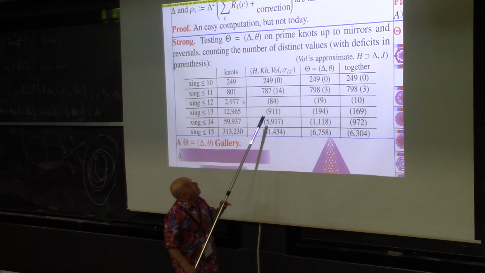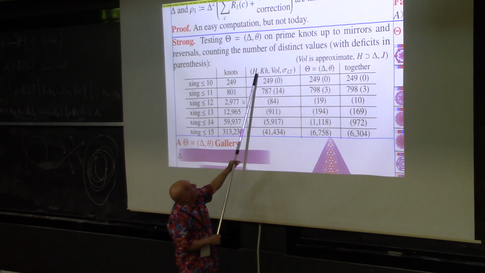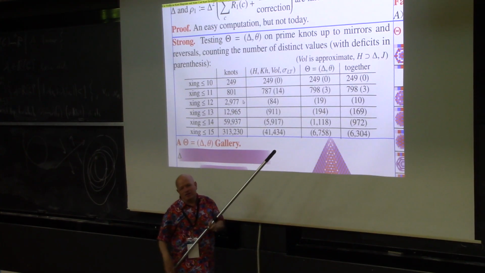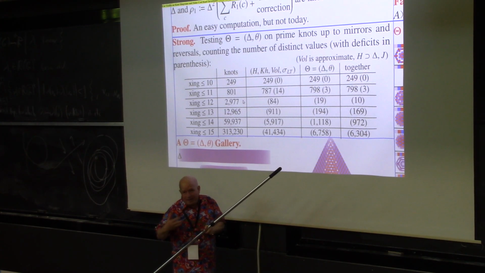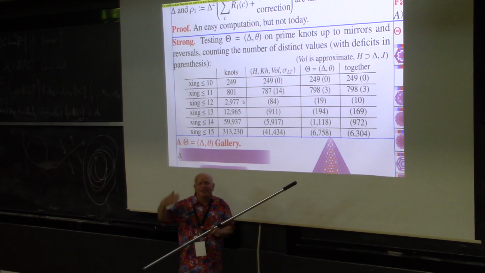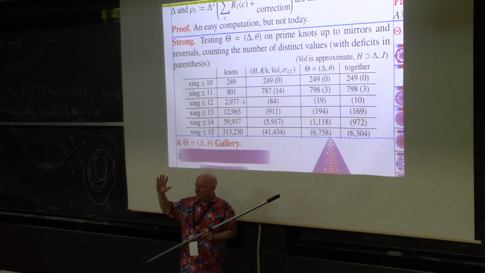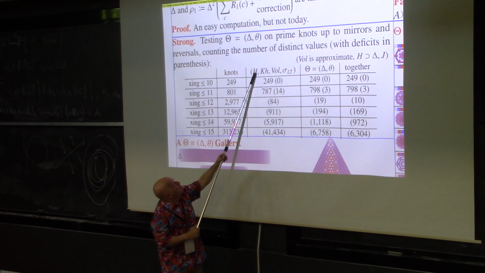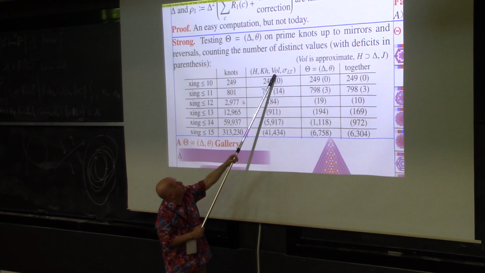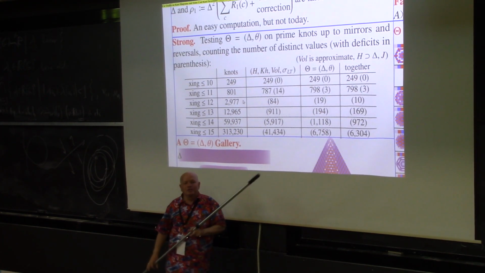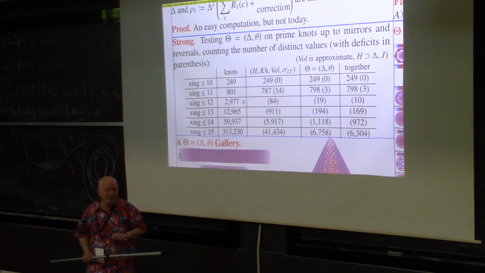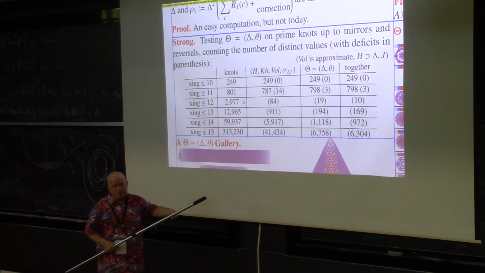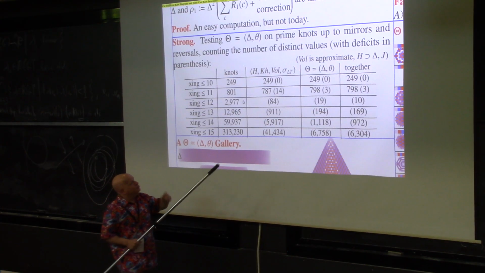If you're looking at a list of standard knot invariants that are relatively easy to compute, though still harder than theta, way harder than theta: the Jones polynomial, Khovanov homology, the hyperbolic volume, and the Levine-Tristram signature, whatever these are. Again, they are harder to compute, and here's what they give you.